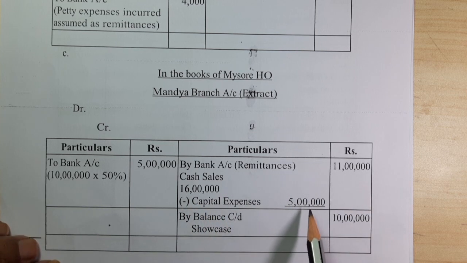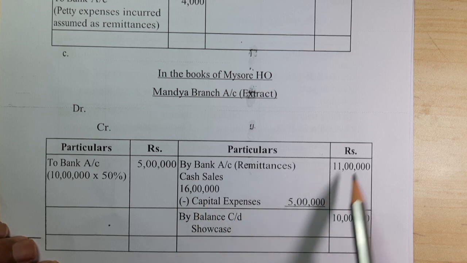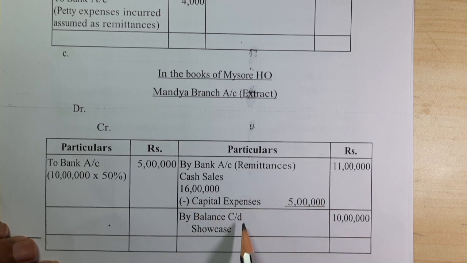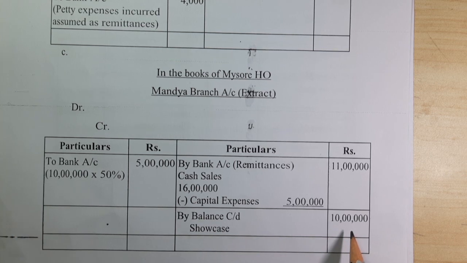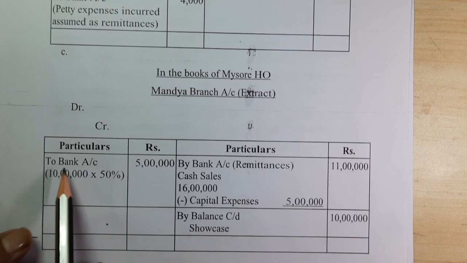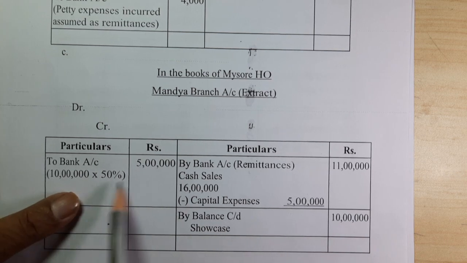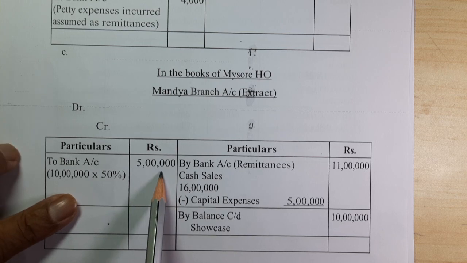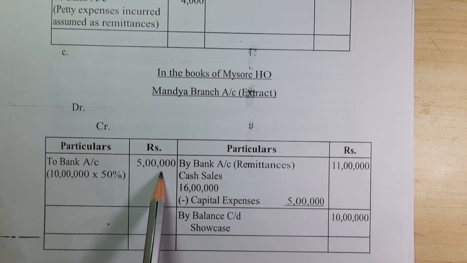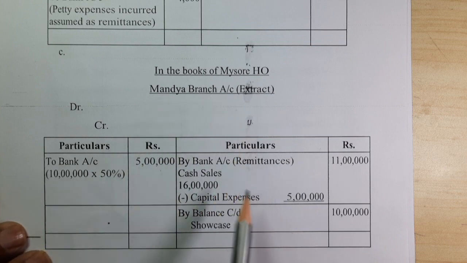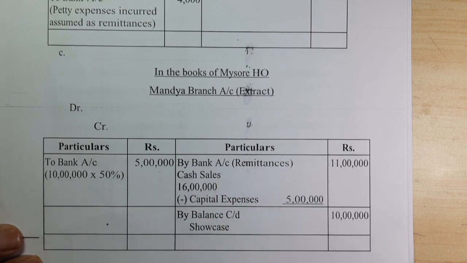Then capital expenses 5 lakh, right? Minus, that is 16 lakh minus 5 lakh, it comes to 11 lakh. By balance carried down, that is 10 lakh. To bank account, that is 10 lakh 50%, that is 5 lakh. So they have asked the three questions independently. We have answered all the three questions independently.